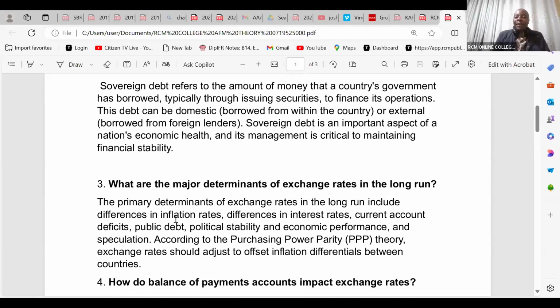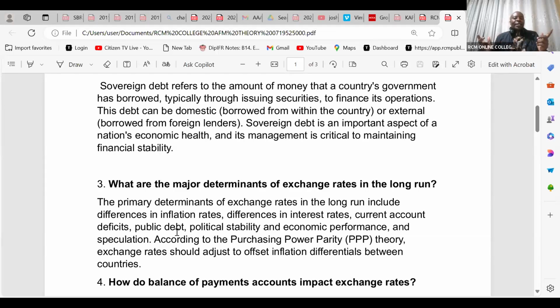What are the major determinants of exchange rates in the long run? Of course, we have already discussed these determinants of exchange rates. They include the difference in inflation rates, difference in interest rates, current account deficits, what we call the balance of payments, and public debt. The more public debt you have, when paying this currency-denominated international debt, you're going to need dollars to pay. You're going to put a lot of pressure on your currency.